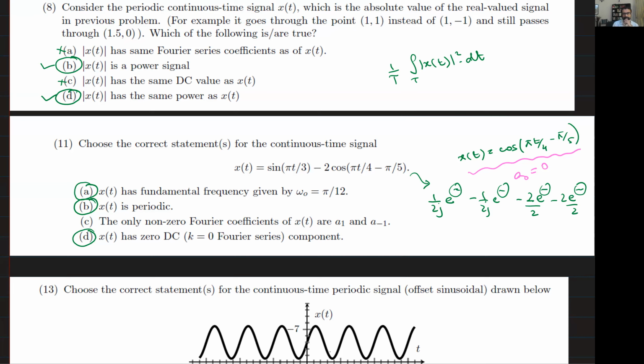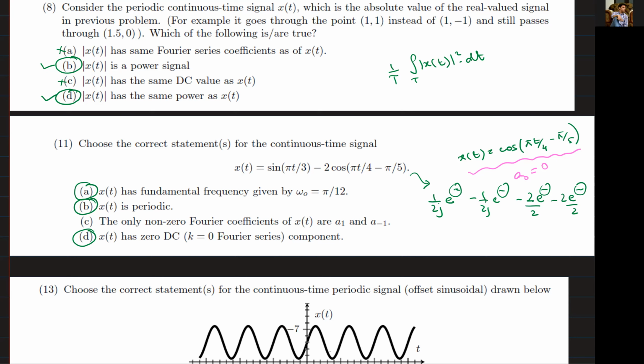And then there was an interesting question about option C. Option C says the only non-zero Fourier coefficients of x of t are A plus 1 and A minus 1. How do I know this is incorrect without really computing the exact Fourier series decomposition? We actually know that there will be 4 terms. Those 4 terms will have 4 components. So I know that there are going to be 4 terms, and so C cannot be true without really evaluating what the Fourier series coefficients are.